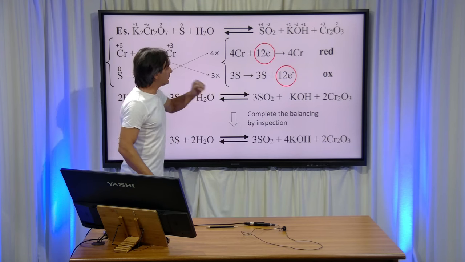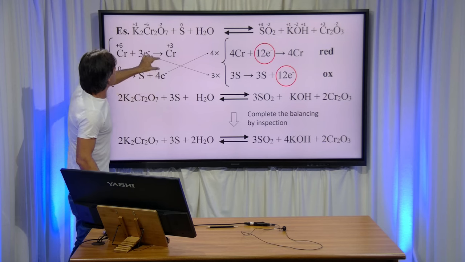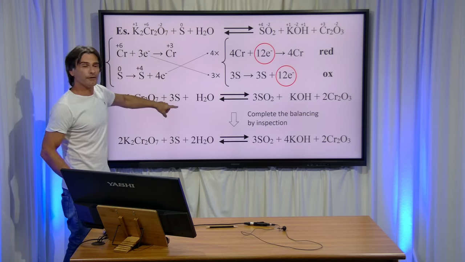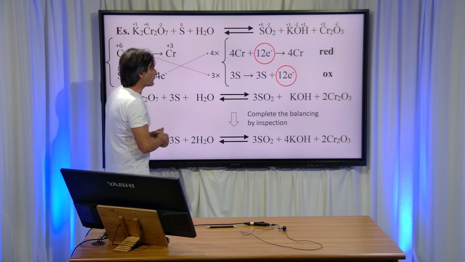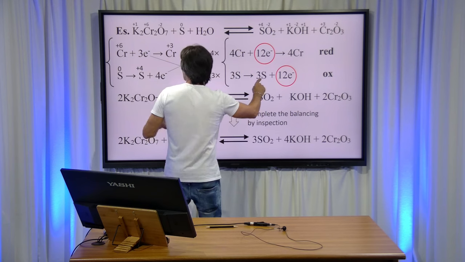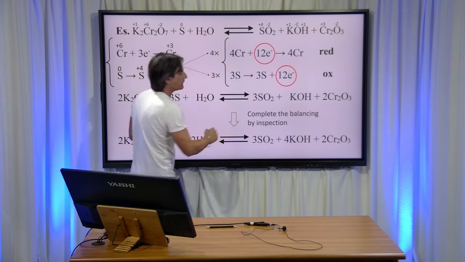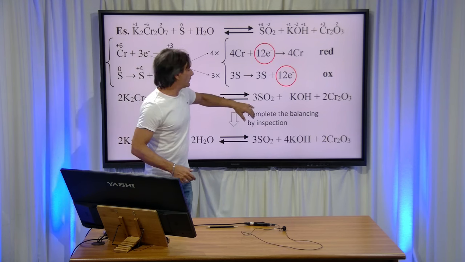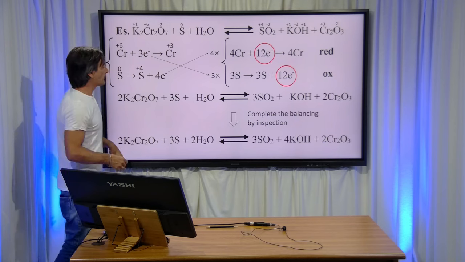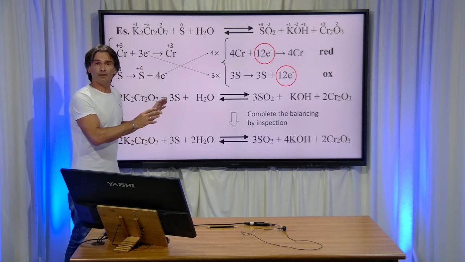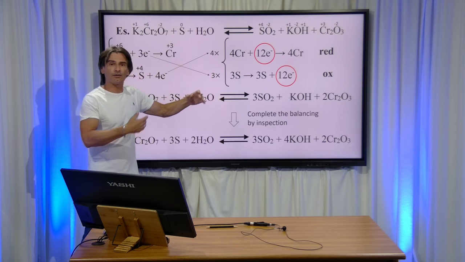Then we can pass to the sulfur. To balance the sulfur I have to use this 3 in front of the symbol of the sulfur, and in this case I have no problem, there are no subscripts to consider. And 3 sulfur with oxidation number plus 4, so you can put 3 in front of the sulfur dioxide, obtaining 3 sulfur atoms. Good. With this step, we have balanced the electron transfer.